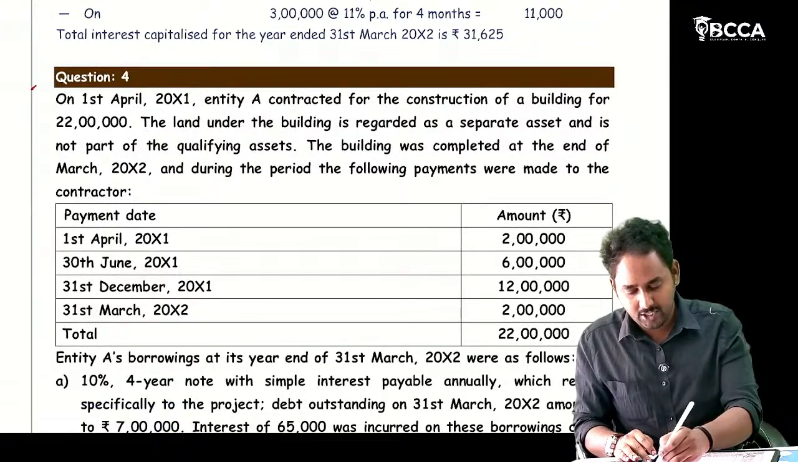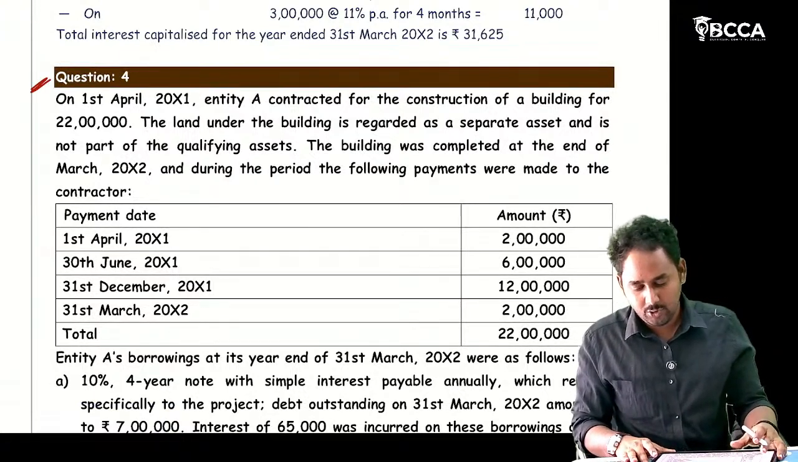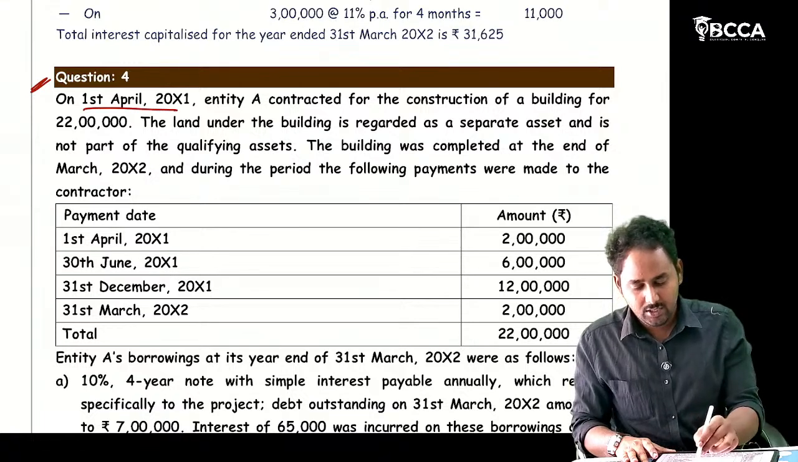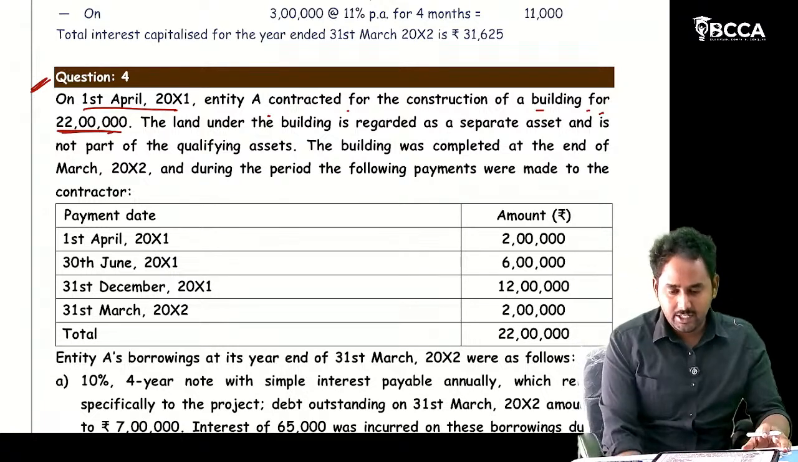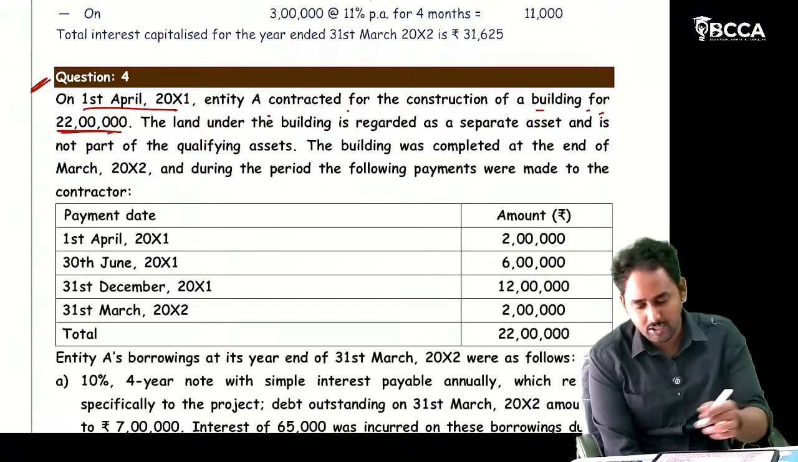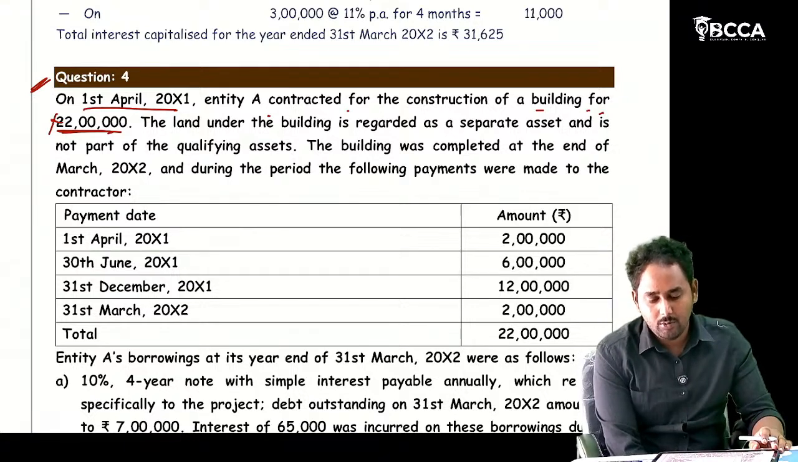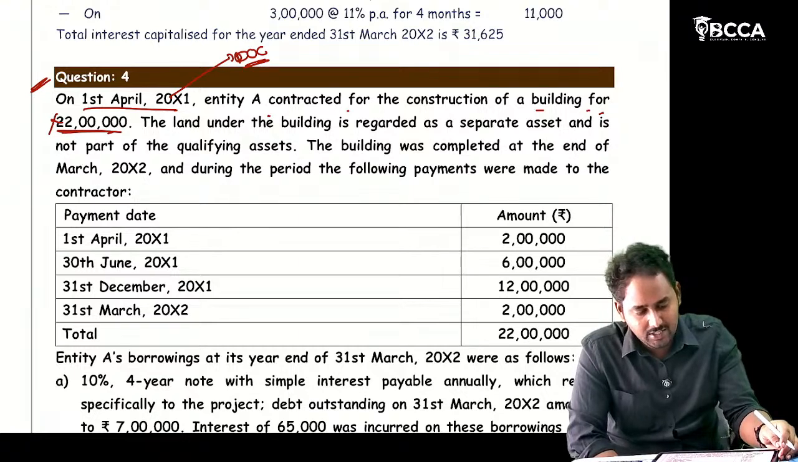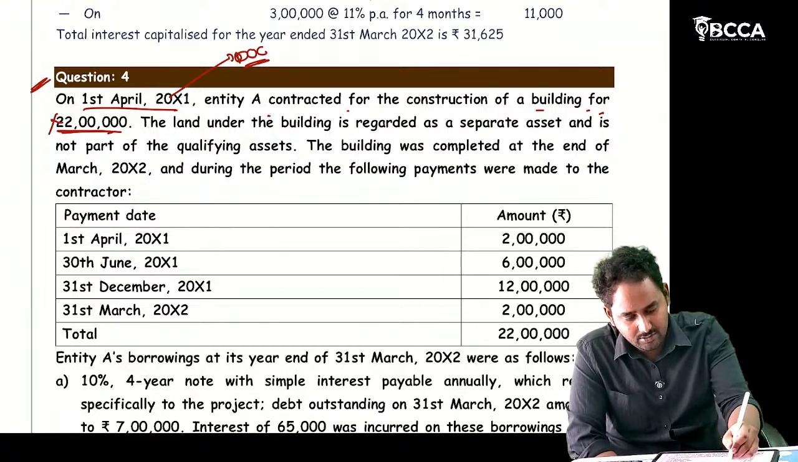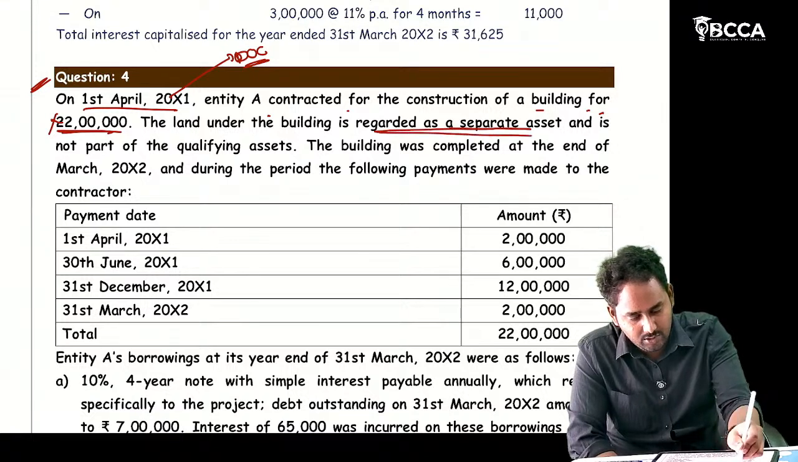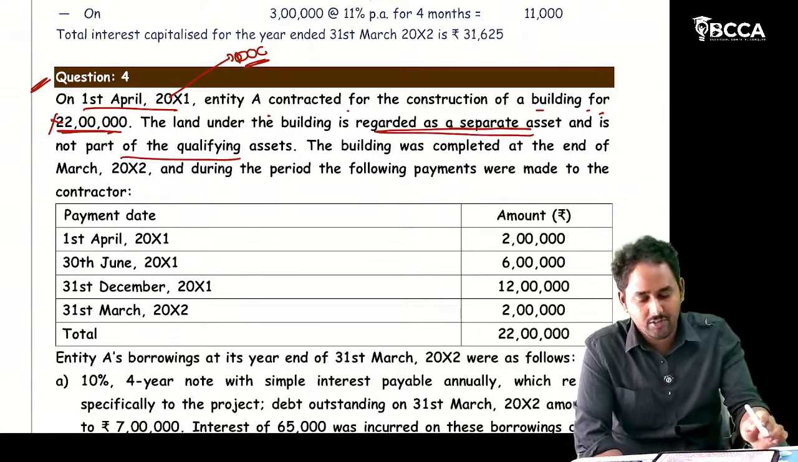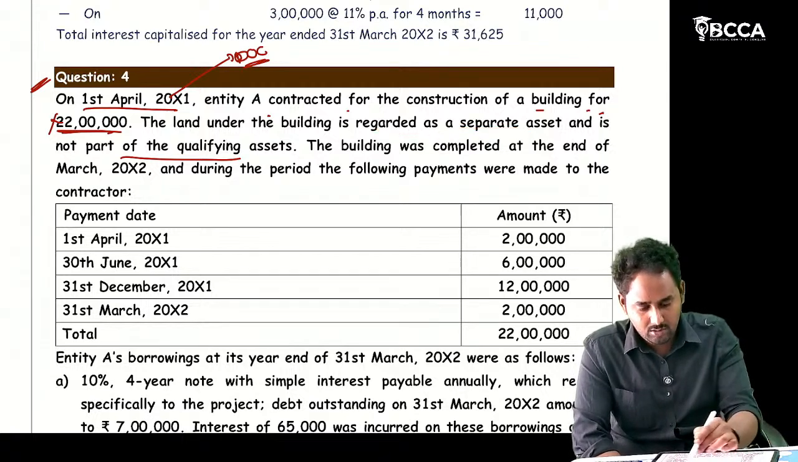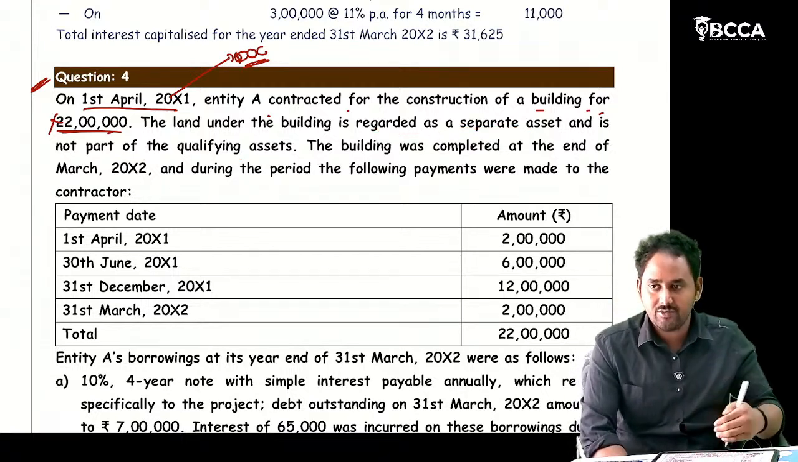So it will cover so many aspects. Question number 4. On 1st April 2001, entity A contracted for the construction of a building for 22 lakhs. This information is irrelevant. But what information is relevant? Construction of the building started on 1st April. And the land under the building is recorded as a separate asset, so there is no need to include the interest on the loan taken for the acquisition of the land.